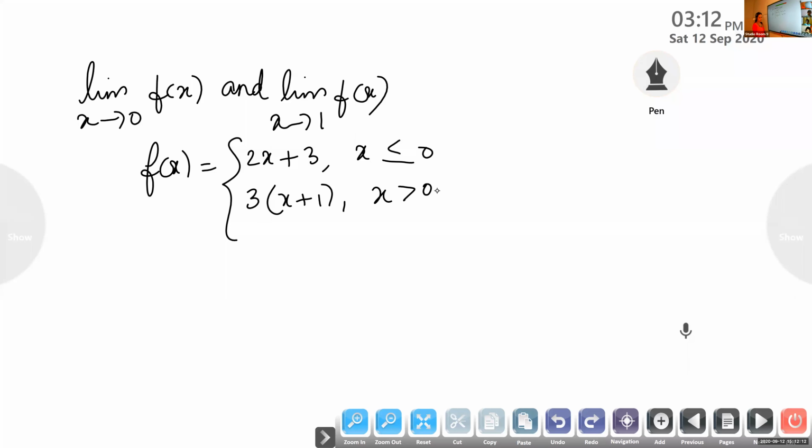Okay, so the first one I'm going to find, case 1: the limit as x tends to 0 of f of x. Listen, children, here x tends to 0, look at the function. At the point 0, for less than 0 we have one function, and for greater than 0 another function is there. So we are going to find the limit at 0. If it happens like that, we have to find the left limit and the right limit.